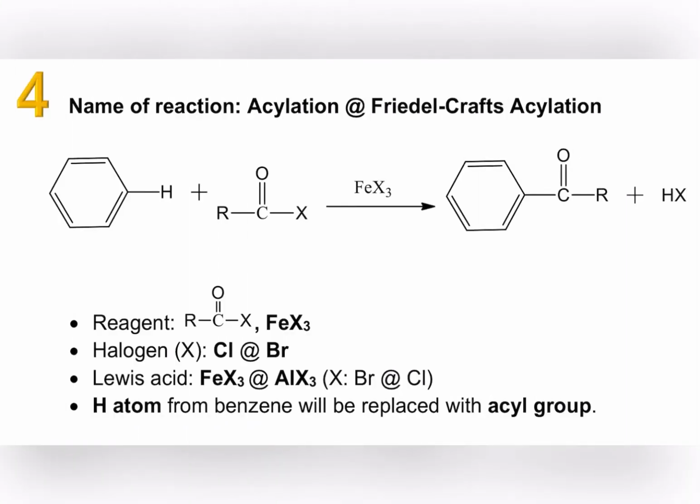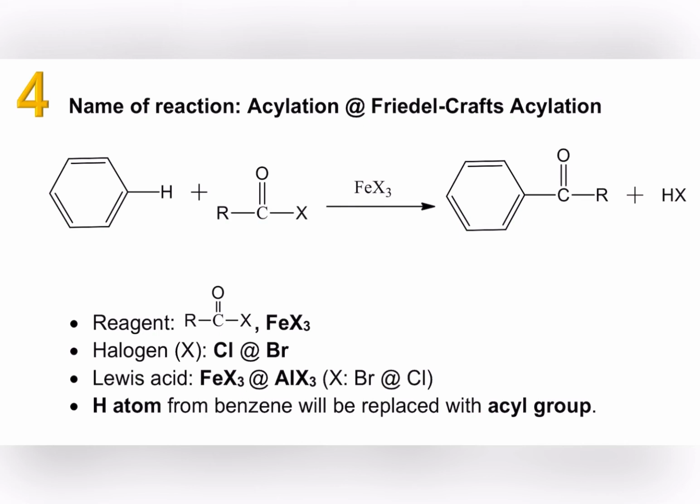Let's go to the next reaction, the fourth one. I got acylation, or the name will be Friedel-Crafts acylation. In this case, I got my benzene reacting with the reagent. This is the structure of it, with Lewis acid. So acylation is the substitution of an acyl group into an organic compound. In this case, the acyl group will be attached to the benzene ring.